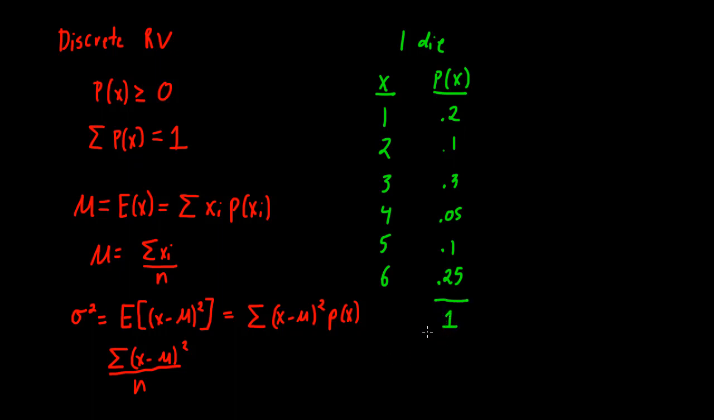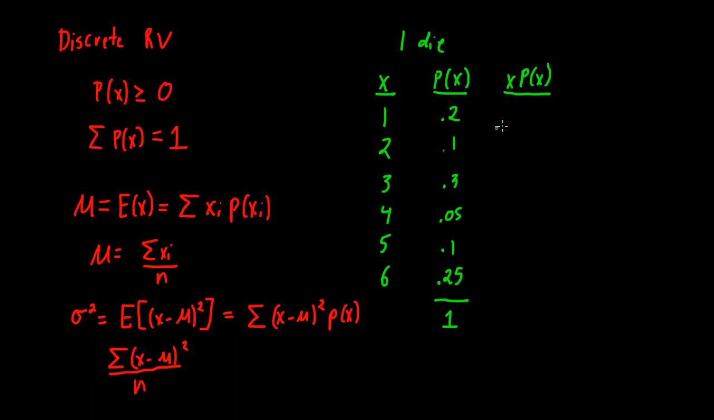Now, if we want to know what our expected outcome from our particular experiment is, we just need to walk through and calculate x times p of x for each of our possible outcomes, and then we add them all together. So we're going to say x times p of x for each of our outcomes, and we're just going to walk through and multiply those together.